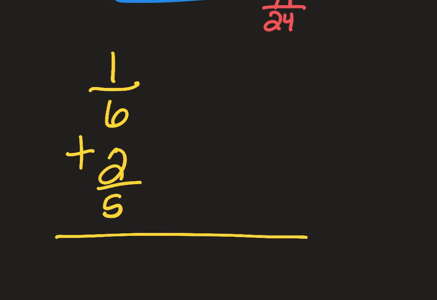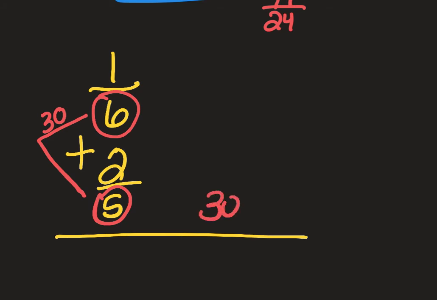Let's do another one. The next one we're going to look at is going to be 1/6 plus 2/5. When I look at 1/6 plus 2/5, I notice very quickly that 6 is larger than 5. So I ask myself, will 5 go into 6 evenly? It will not. So I can't use one of my denominators as a common denominator, so I must multiply the 2. So if I multiply 6 times 5, I get 30. So a common denominator that I can have will be 30.